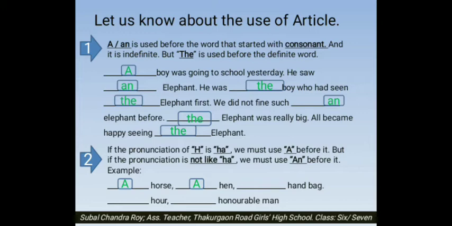A hen. A handbag. And the next word, hour. Here H is not used like "ha". So we have to use "an" here. An hour. An honorable man. I think you understand these rules very much. So let's go to the next rule.